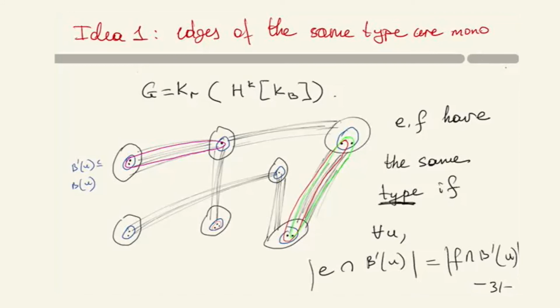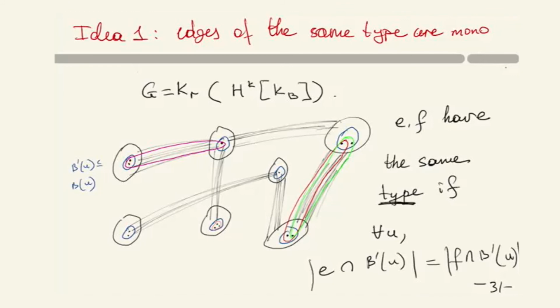I'll say that E and F have the same type if for each one of these blobs, B_U, if I look at the intersection of E with B_U and F intersection with B_U, it's the same cardinality. So for example, what I can guarantee is that all the edges which have 2 vertices in this blob and 1 vertex here, they are all pink, every single one of them.